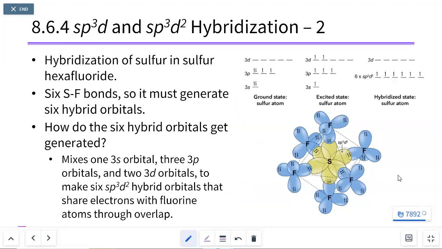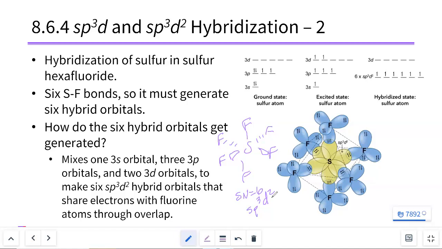For 6 hybrid orbitals, for a steric number of 6, it's kind of the same thing. I've got my sp3 that gives me 4. To get me to 6, I need to pull 2 out of the d sublevel. So with SF6, steric number of 6, sp3d2 is the hybridization. That's what's going to get me the 6 orbitals necessary.